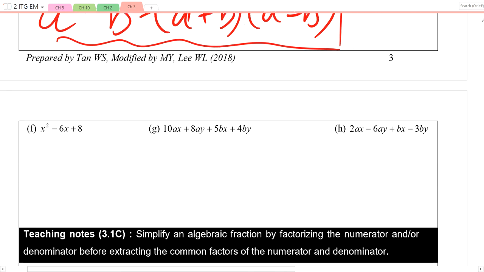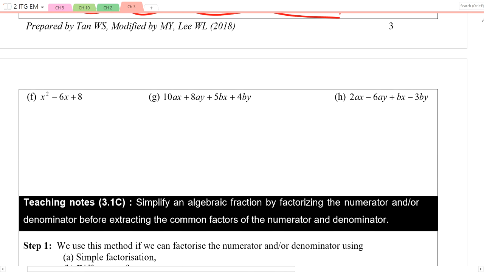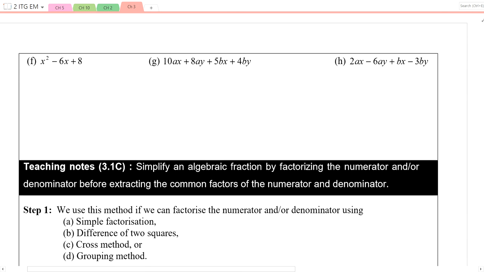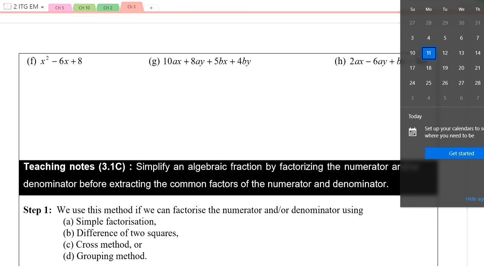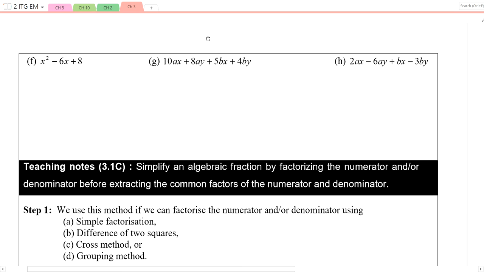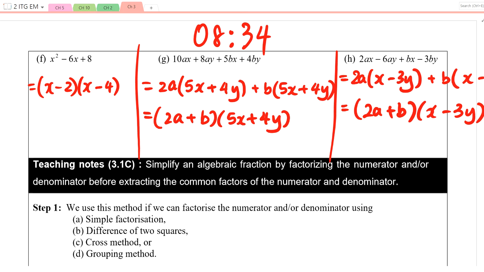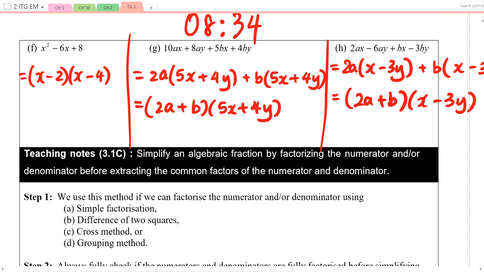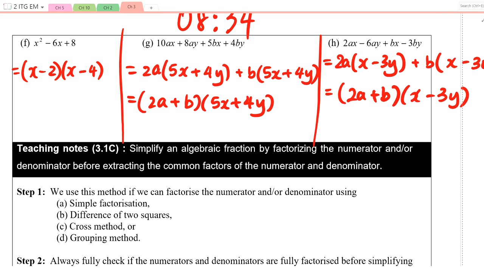So we have another 3 more questions on the next page. Again on factorization. How long do you think you need for these 3 questions? 3 minutes? Okay, we give you a little more time, 3 minutes. So we'll stop at 8:34. Do you have these answers? Part G and H, they are factorized based on what you learned last year in Sec 1. Factorization by grouping.